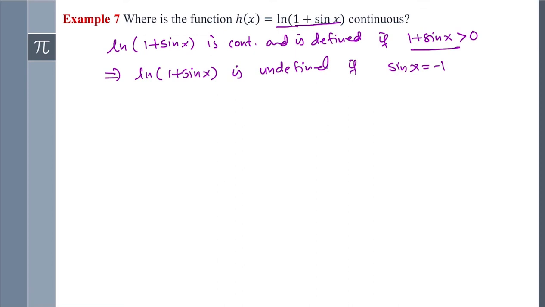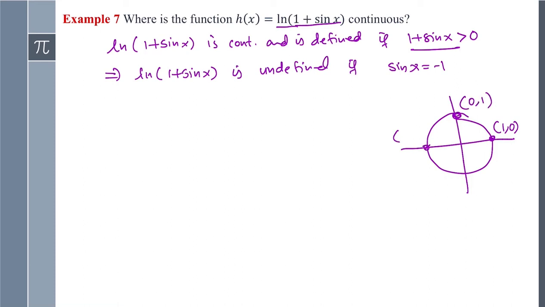So that means now we need to find at what x value the sine of x is negative 1. If you just look on your unit circle, this value is 1 comma 0. This value right here is 0 comma 1. This is negative 1 comma 0, and this is 0 comma negative 1. So sine means y value. So sine is negative 1 at this point right here, which is 3 pi over 2.